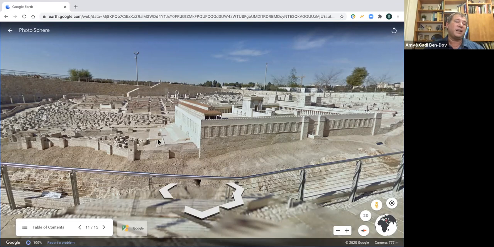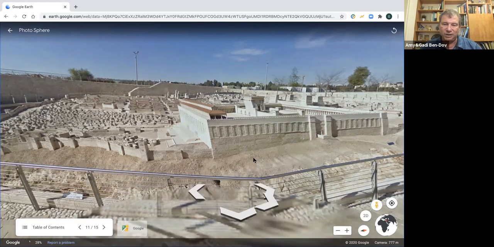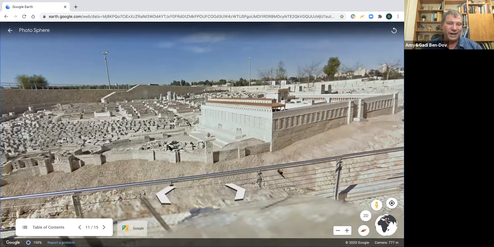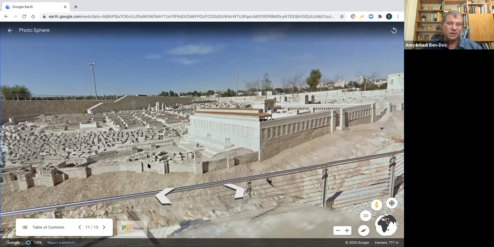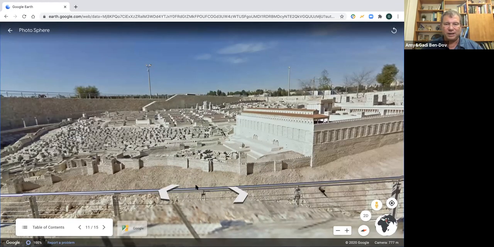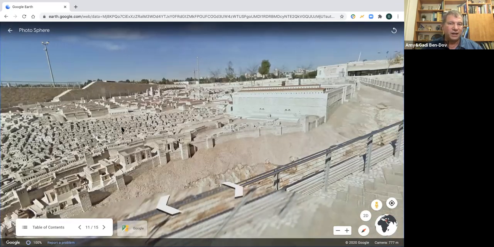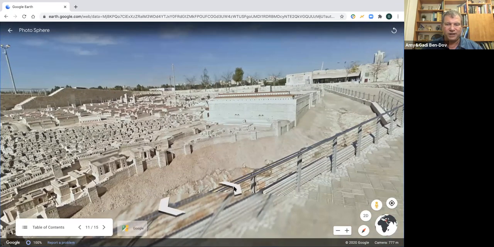Herod wants to make nice to his buddy Octavius or Augustus and make sure that he is in good relationship with the Romans. So what Herod does is he rebuilds Jerusalem, and this is a model in the Israel Museum of Jerusalem during the time of King Herod.